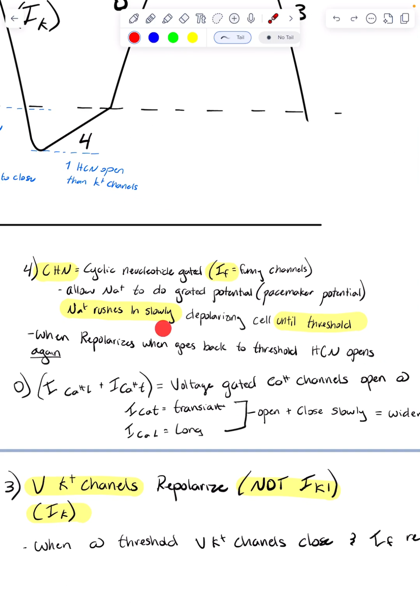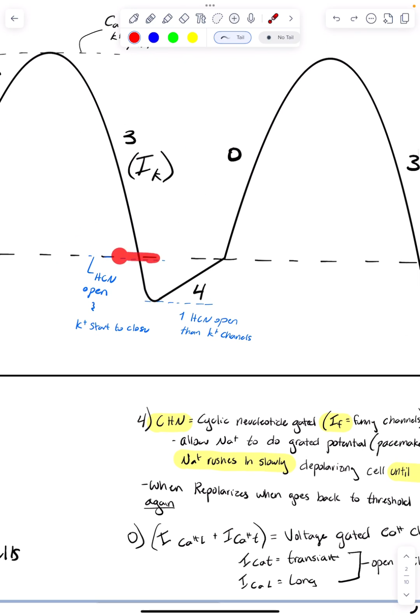Let me make sure I got everything here. Sodium rushes in, depolarizing until threshold. So it doesn't depolarize the cell, but it gets it to threshold. Repolarization. When repolarization occurs, I forgot about this, and it comes down like this, at threshold is when these channels start to open up. I know I wrote that wrong. I'm going to fix it now because I'm going to forget later.